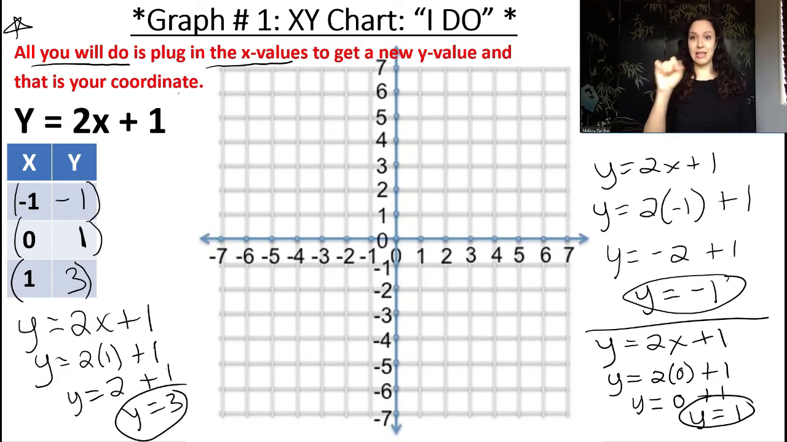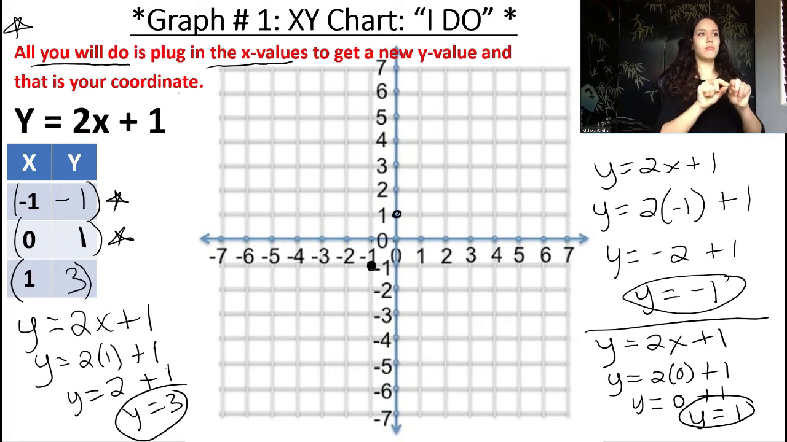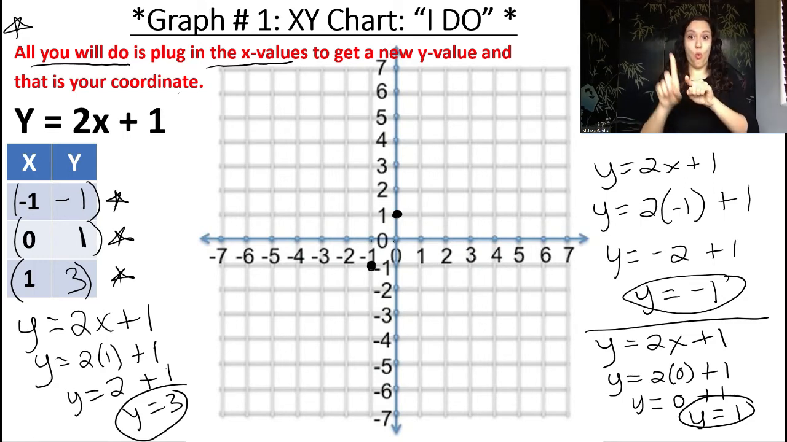The first one we're going to plot is -1, -1. Start at 0. Always do the x first, which is left to right, so 1 to the left. Then the y is up and down, so I'm going to go down 1. Here's my first point right there. Now my next point is 0, 1. So start at 0, go up 1. There we go. Our next one is 1, 3. Start at 0, go over to the right 1, then up 3. 1, 2, 3. There we go.